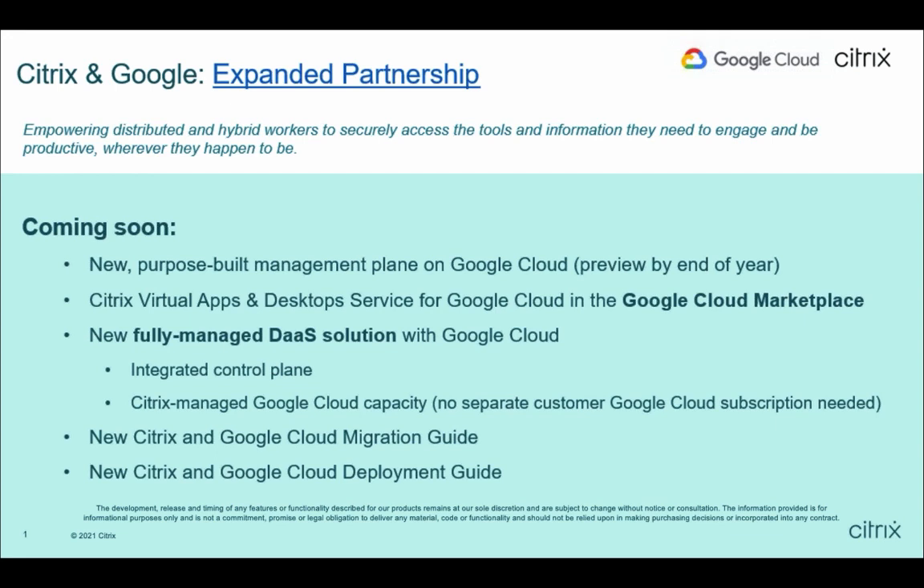Some of those include having a Google Cloud management plane, and being able to offer Citrix virtual apps and desktops for Google Cloud available within the Google Cloud Marketplace. So if you leverage Google Cloud Marketplace, you'll actually be able to subscribe to those solutions right from there. Also, we're looking at a new desktop as a service solution using Google Cloud, and obviously so much more. We're just scratching the surface, so we're excited about this opportunity. We're asking customers to keep your eye open and stay tuned for more as we roll into 2022. You should see a lot more information as this moves along.